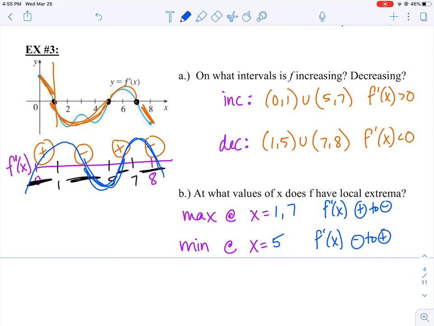So we should be able to find increasing, decreasing, and relative extrema all by just using my first derivative, whether that's taking an equation and finding the derivative or using the graph of the derivative to answer the questions.